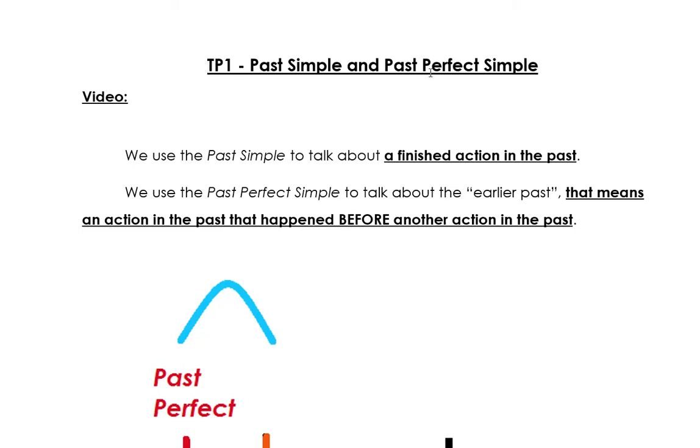Past simple and past perfect simple. Okay, let's make a difference between these two tenses. We use the past simple to talk about a finished action in the past, okay? That action started and finished in the past. And we use the past perfect simple to talk about the earlier past, okay?